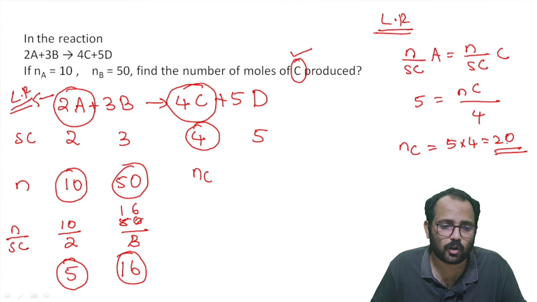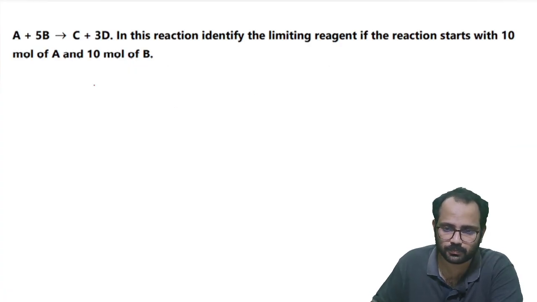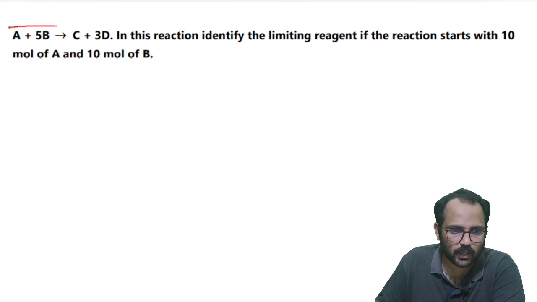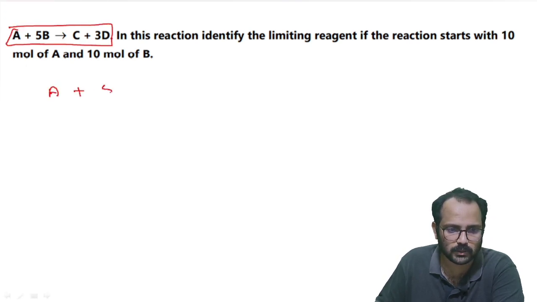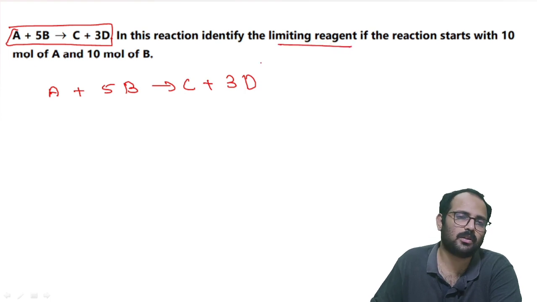Clear? I hope you got clarity with this. We'll go with another question. Fine. They have given a reaction. First we'll be writing that reaction here. A plus 5B gives you C plus 3D. In this reaction, identify the limiting reagent.